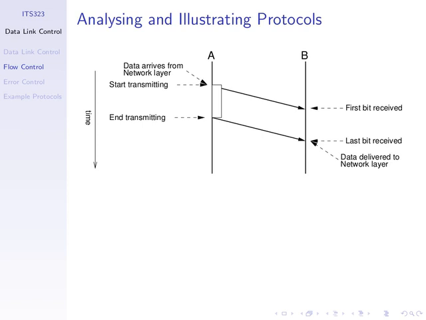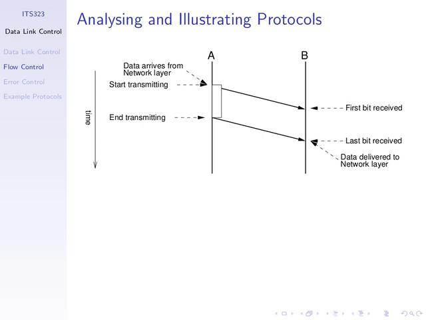A and B are the 2 devices, the transmitter and the receiving device. As we move down in this diagram, time increases. So we say this is the start, and then as time increases, different things happen in this diagram. And the diagram tries to illustrate what's happening.